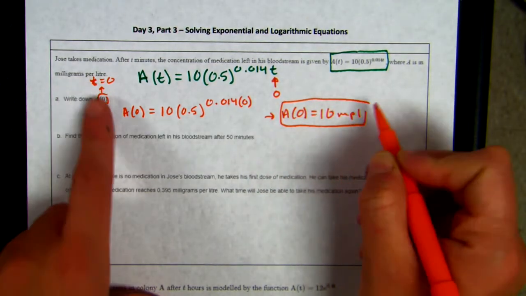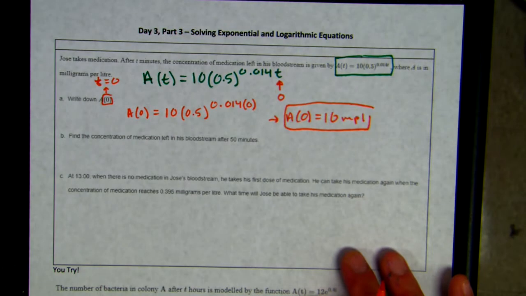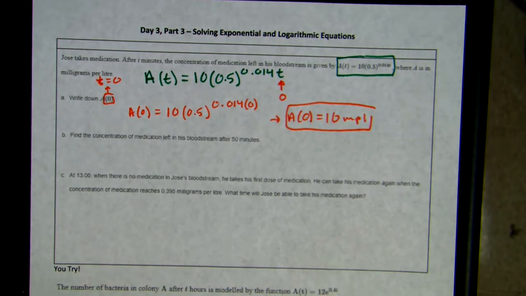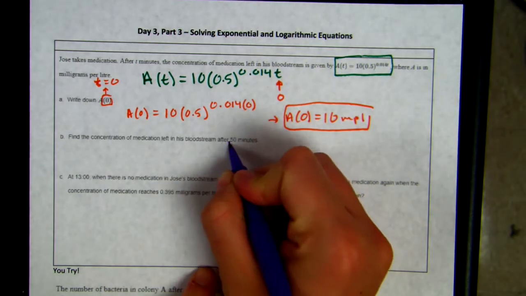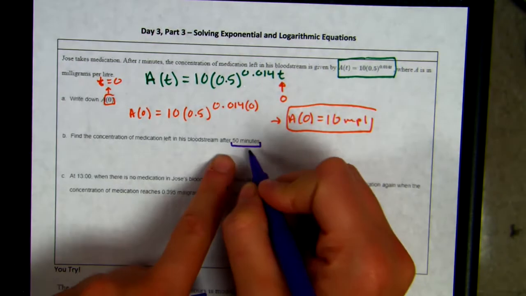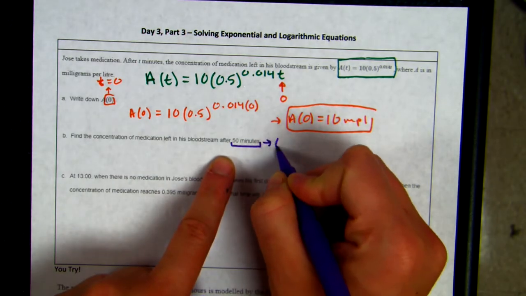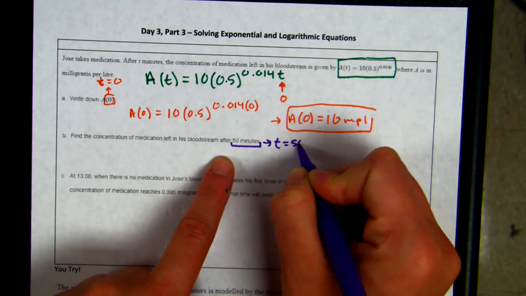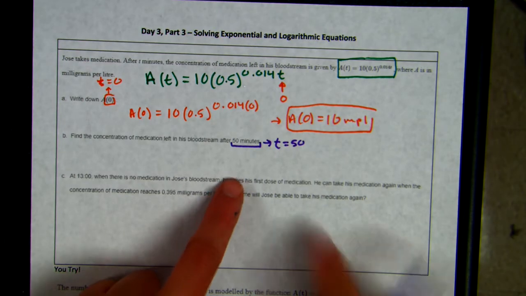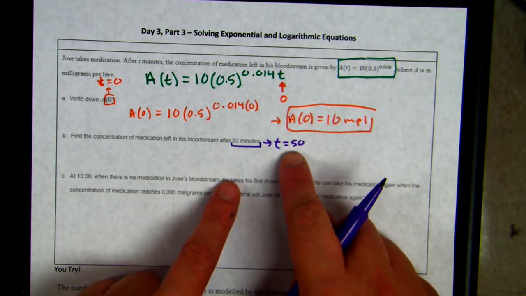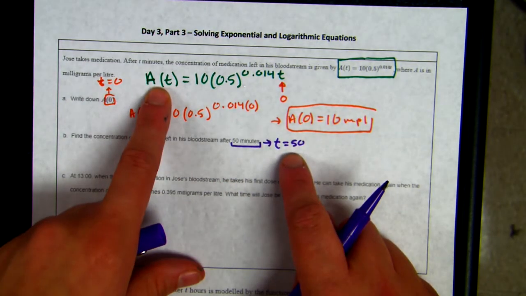So again, the question looks challenging, but it's really just asking you to plug in values into an equation you've already been given. This one says find the concentration of medicine left in his bloodstream after 50 minutes. So after 50 minutes, minutes is a unit of time, so here t is equal to 50. So again, I know the value of t, and I'm trying to find the concentration.